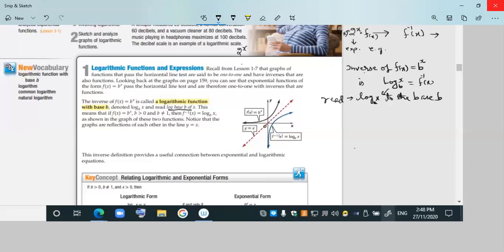But this is called the base. When you are writing log, you have two things. Here b is the base, and x is the value whose log you have to find out. So log x to the base b. This is the main definition, and it is the inverse, as you have seen, of the function b to the power x.